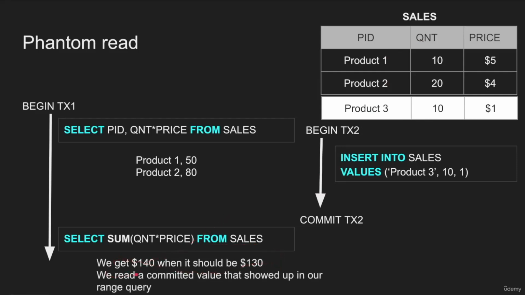We read a committed value, nevertheless, not really dirty, and that just happened to show up in our range query, right? It's not really a non-repeatable read because we never actually read product 3 to begin with. In the previous one, we read these two values and they changed later, okay? And why we differentiate between these two really comes down to implementation. If you're interested, it just comes down to locking. In non-repeatable reads, when we read something, we want to guarantee repeatable reads.